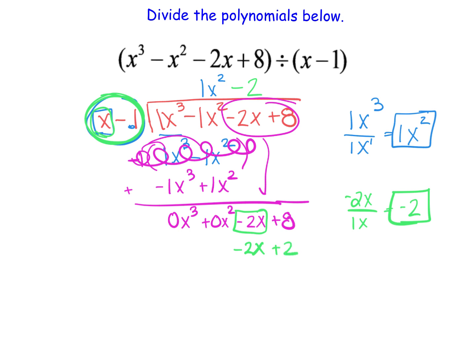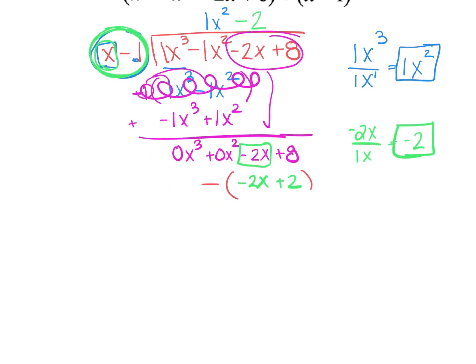So now from here, just like before, we're going to subtract this. Remember, the tricky part is you need to be careful with that subtraction. I like to distribute my negative 1s out. So negative 1 times negative 2x is a positive 2x.